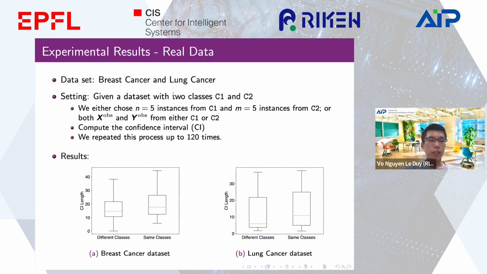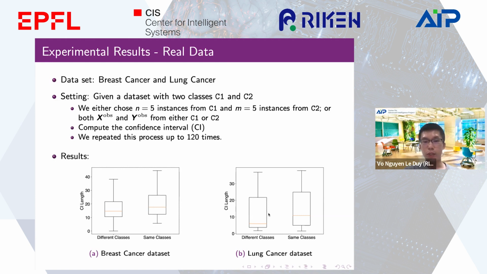This slide shows the experimental result on real data. Here we consider the breast cancer dataset and the lung cancer dataset, and the setting is as follows. Given a dataset with two classes, class 1 and class 2, we either choose 5 instances from class 1 and 5 instances from class 2, or select both the source instance and the target instance from either class 1 or class 2, then compute the confidence interval. And we repeat this process 120 times.